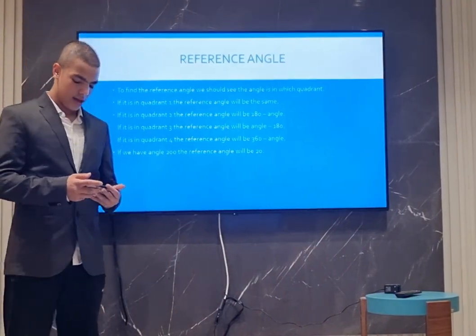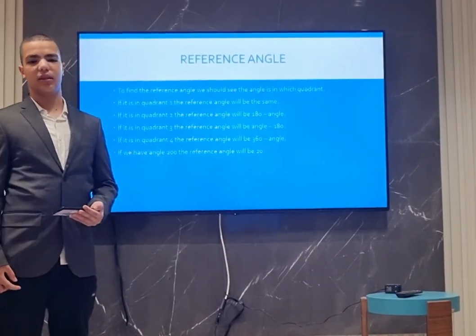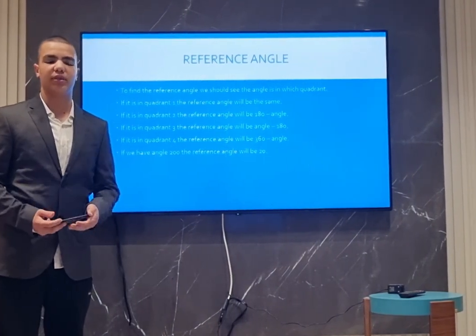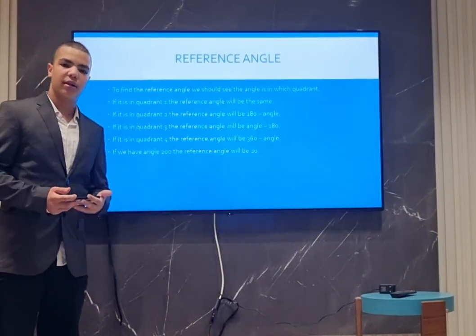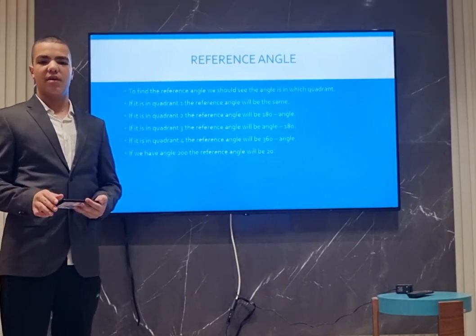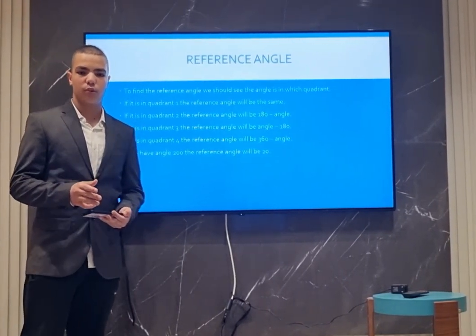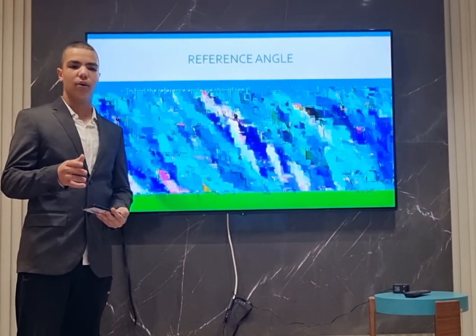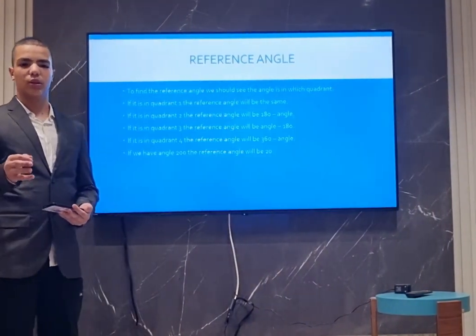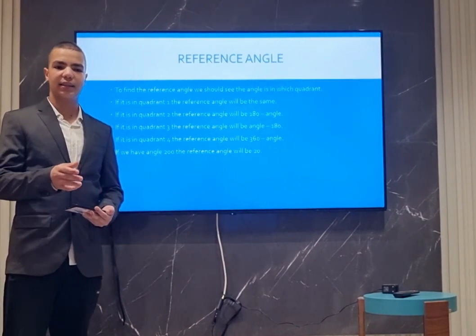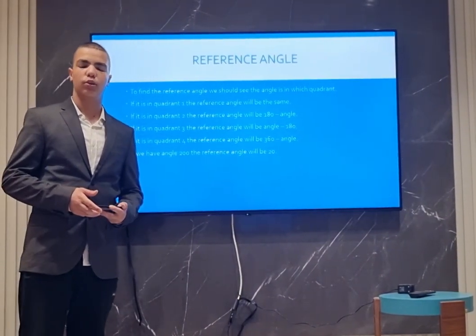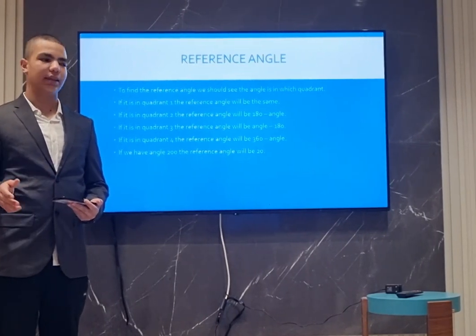Reference angle. To find the reference angle, there are rules that we should memorize. If the angle is in quadrant 1, the reference angle is the same as the angle. If the angle is in quadrant 2, the reference angle is 180 minus the angle you are given. If it is in quadrant 3, you subtract the angle minus 180. If it is in quadrant 4, you subtract 360 minus the angle.